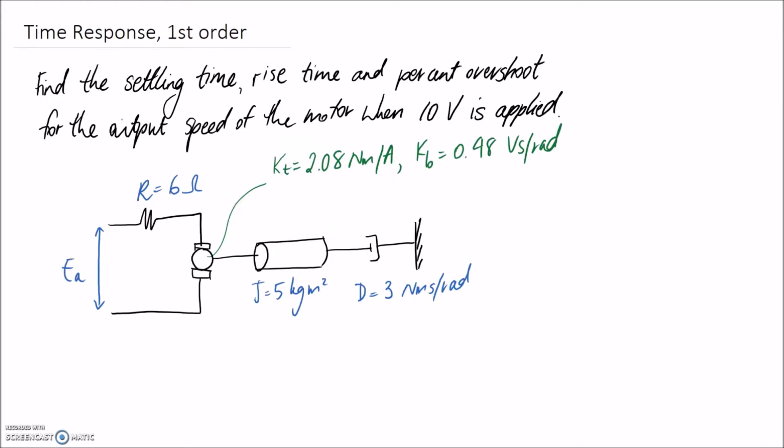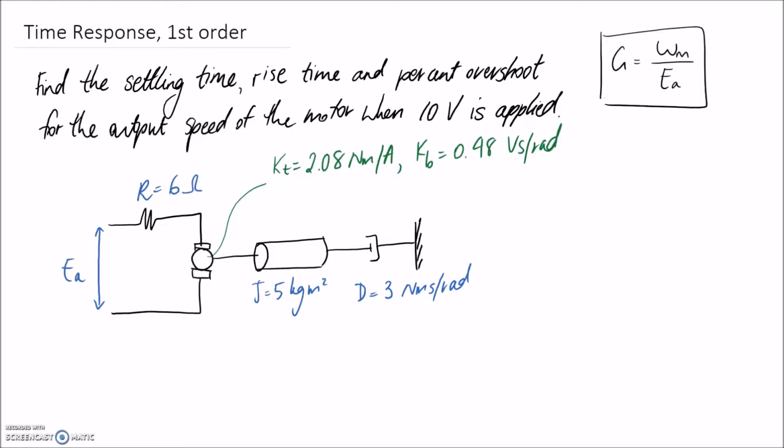So the output we just said here was the speed of the shaft, so along here, and the input is the voltage to the motor, which is EA. So we need to solve for the transfer function, which I'll call G. It's going to be omega m divided by EA.